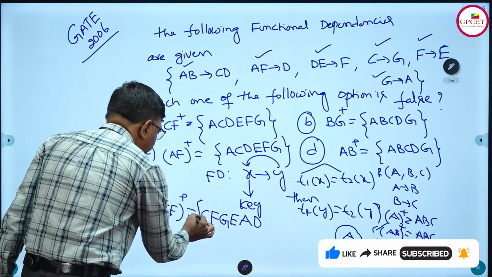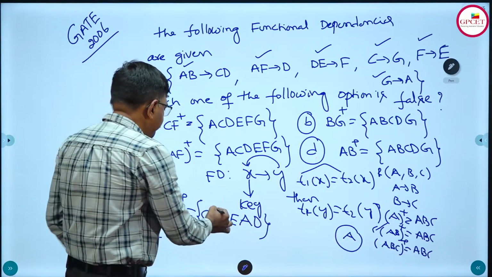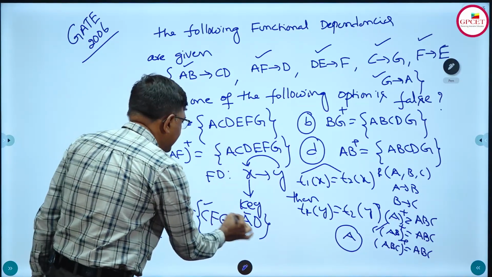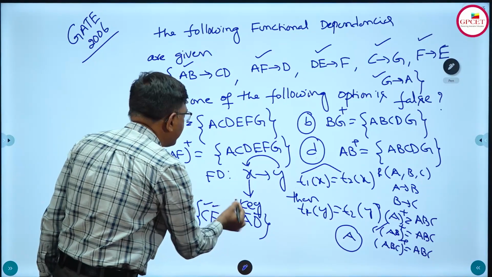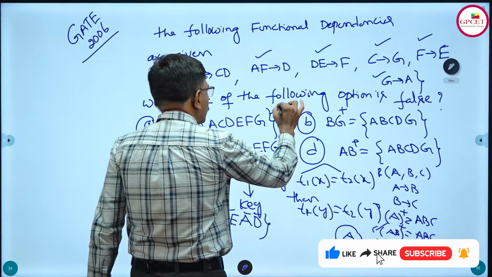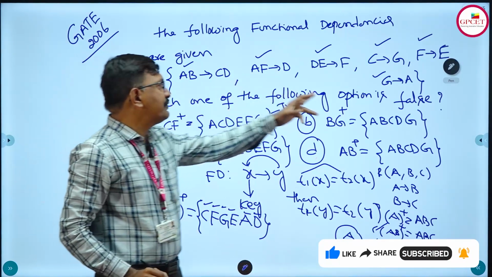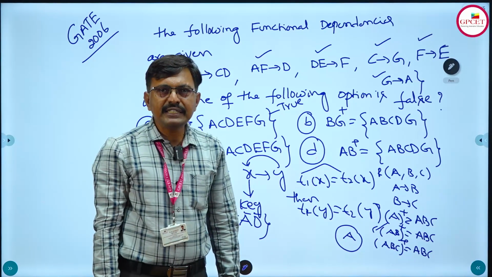Here, CF closure. Observe, what is CF closure? A is there, C is there, D is there, E is there, F is there, and G is there. That's why the first option is true. But what is our question? Which one of the following options is false?